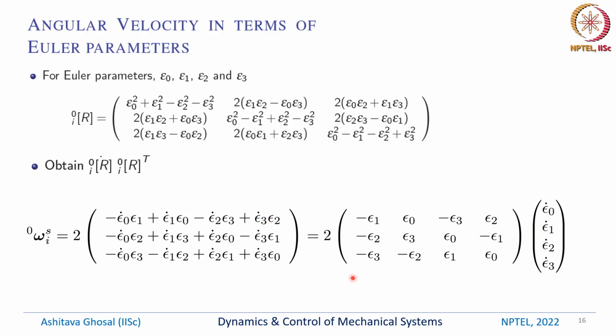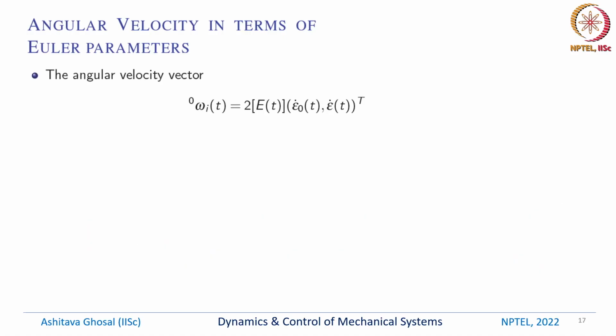Okay, so note this is not a square matrix. So this is not a 4 by 4 into 4 by 1. This is a 3 by 4 into 4 by 1. Why? Because the angular velocity vector is a 3 by 1 vector. It has 3 elements.